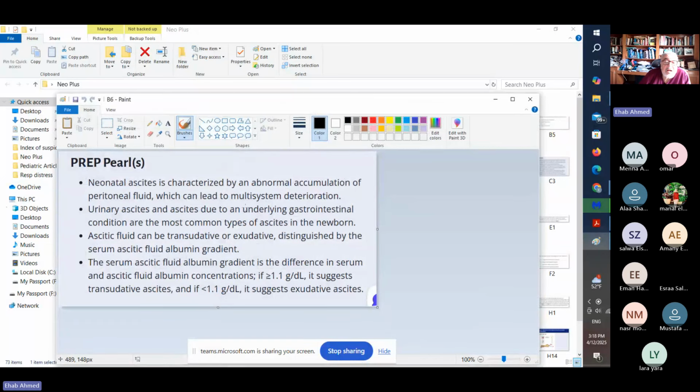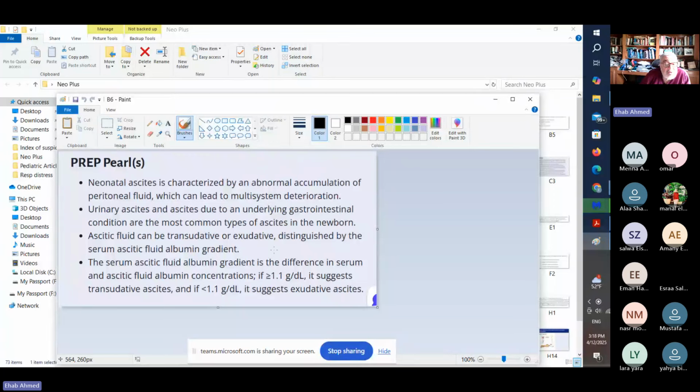Neonatal ascites is characterized by an abnormal accumulation of peritoneal fluid, which can lead to multi-system deterioration. It can cause massive pressure on each organ, even the heart and lungs, in addition to the abdominal organs. Urine ascites is common in newborn babies, and ascites due to underlying GI conditions are common types of ascites in the newborn. So they come first in your differential: urine ascites and GI problems.